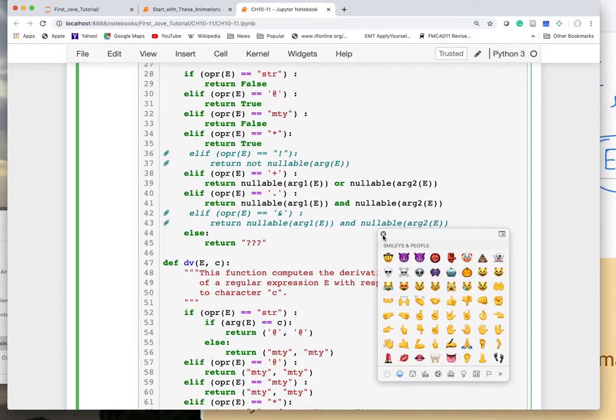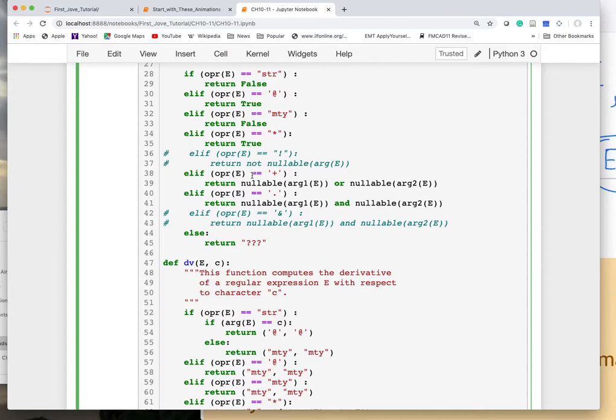If operator is plus, then what do I have? If either one is nullable, then it is nullable. If the operator is concatenation, that's a dot, what do I have? Both nullable. Otherwise, it returns a question mark. So that's a nullability test.